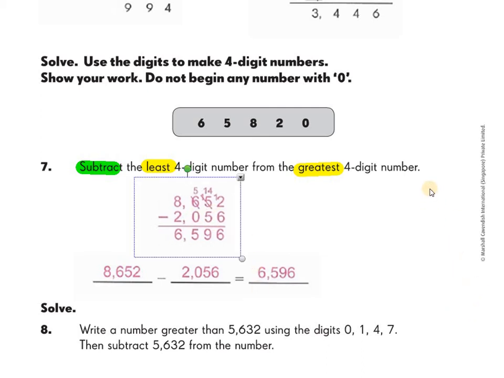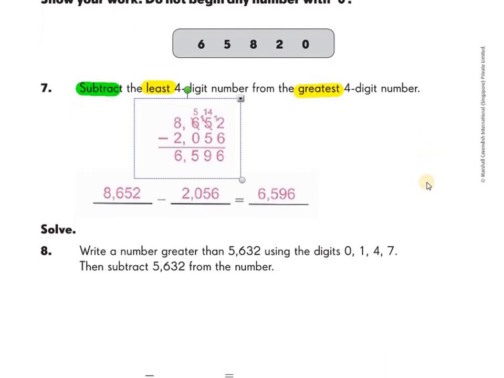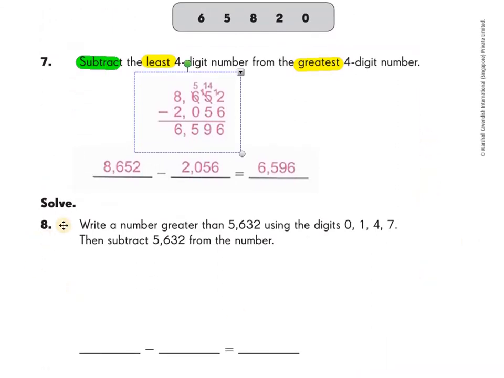Let's go on to number 8. Number 8 says, write a number greater than 5,632 using the digits 0, 1, 4, 7, and then subtract this number from your number that you made. So this number right here is going to go right there. All right, press pause. When you press play, the answer will be there.